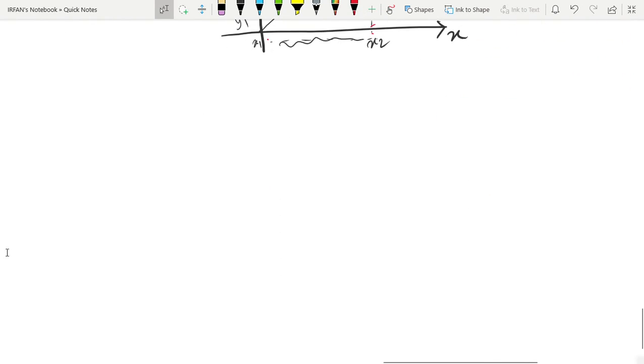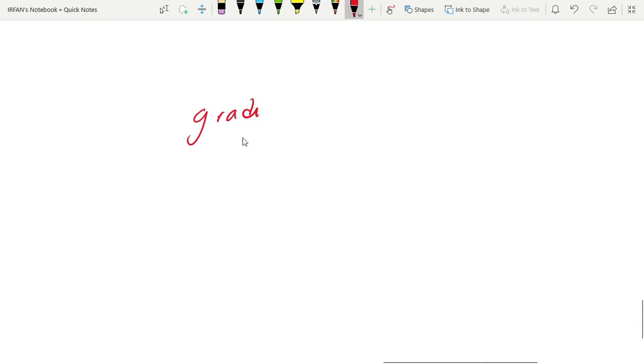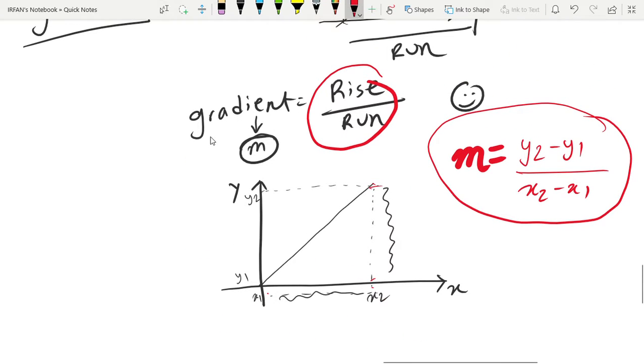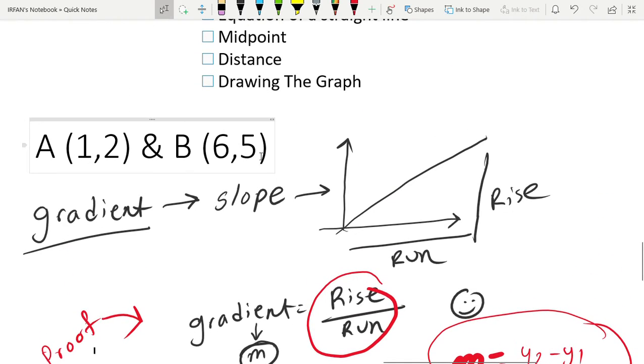So we have derived our formula: gradient equals y2 minus y1 divided by x2 minus x1. Okay, this is our formula. You can memorize this formula, but I have shown you the proof, so you can note it down as the proof.